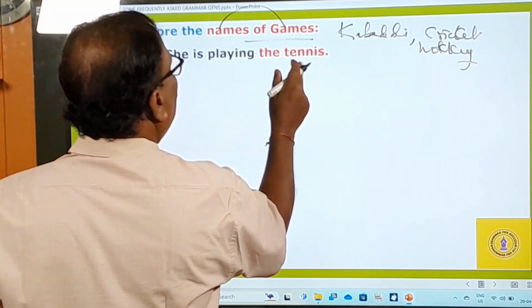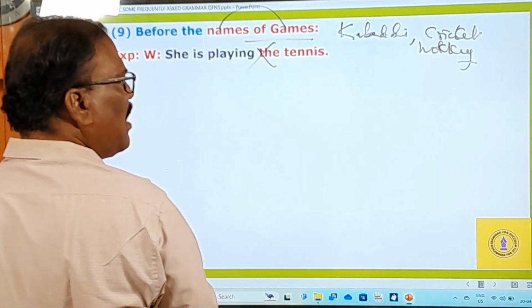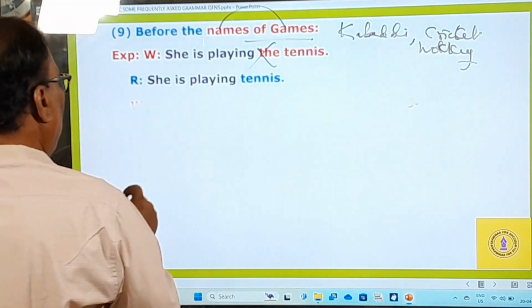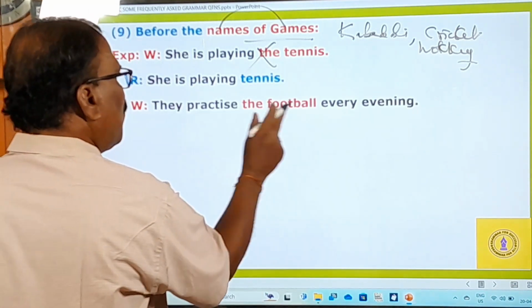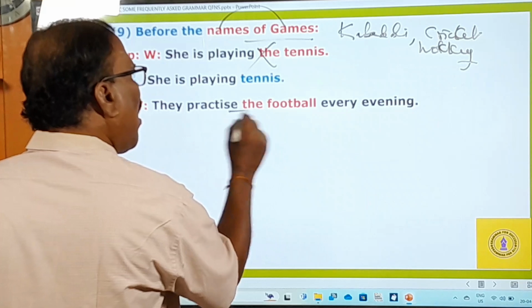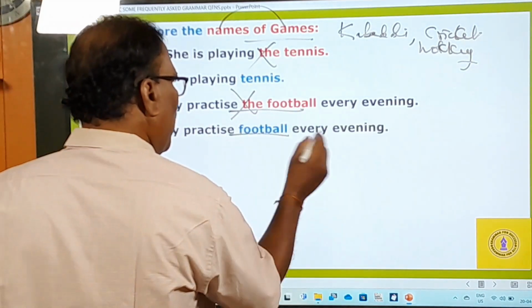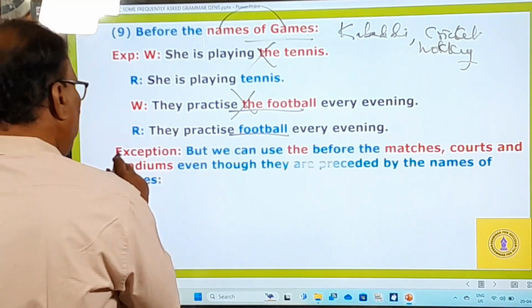Here she's playing the tennis. You cannot say the tennis, you have to simply say tennis. She is playing tennis. And similarly, they practice the football every evening. You cannot say the football, wrong. You have to say they practice football every evening, right? And there is an exception to this rule.